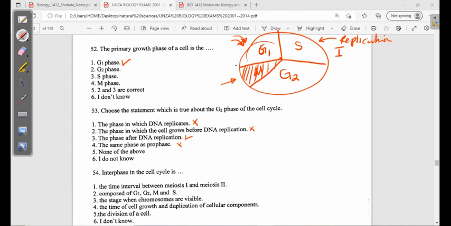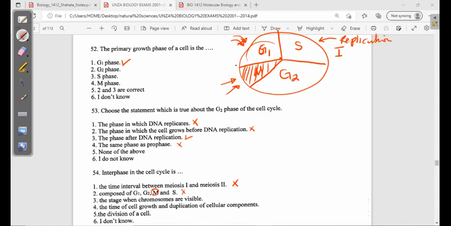Interphase in the cell cycle is the time interval between meiosis 1 and meiosis 2. This is not true. Meiosis 1 and meiosis 2 is found just in the meiotic phase. Composed of G1, G2, M phase, and S. Because of M, this will no longer be interphase because interphase is only G1, S, and G2. M is another phase.